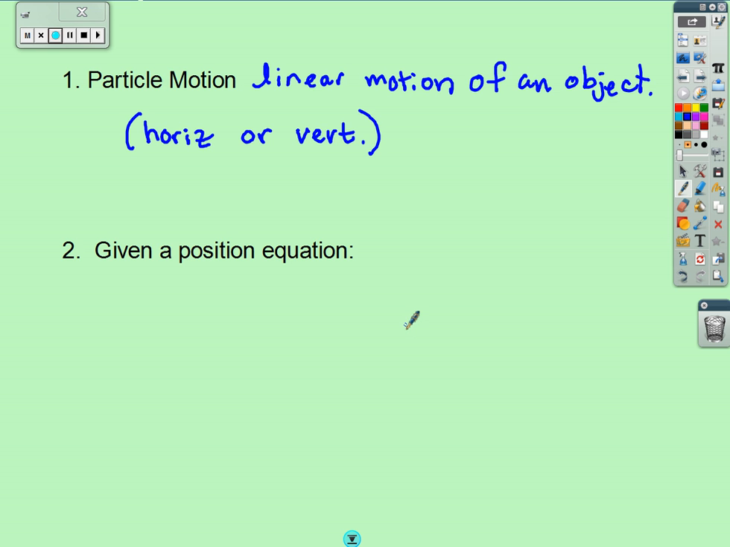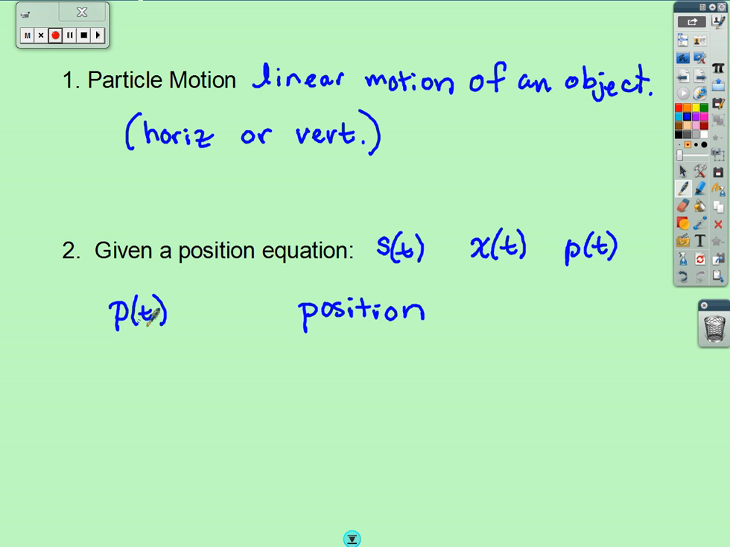Okay? So usually when you are doing a particle motion problem, they'll give you an equation for the position. And sometimes it's represented as s of t, a function s with respect to t, or sometimes x of t, or sometimes p of t. These are all functions that represent the position of a particle. p of t is where the particle is at time t.